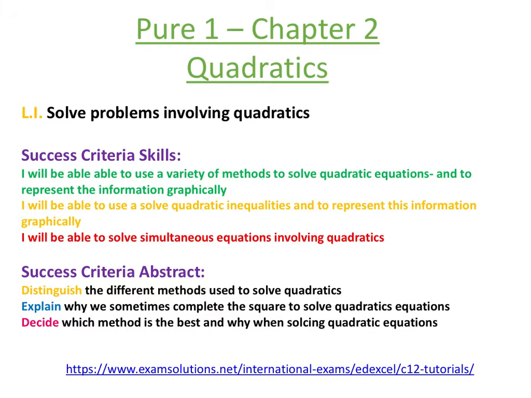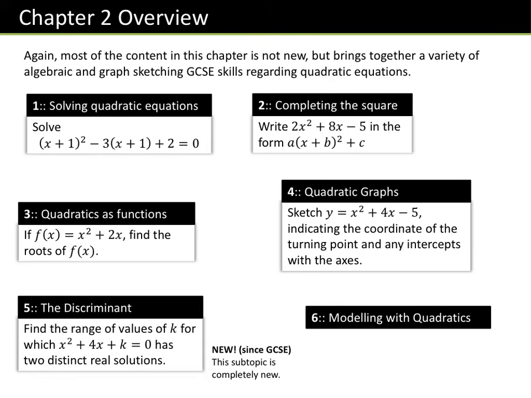Now you all have a copy of this. You're able to go back and refer to it at any time. So what we're looking at in chapter 2 is solving quadratic equations, completing the square, looking at quadratics as functions, quadratic graphs, and the discriminant. The discriminant is something completely new, okay? But everything else is an extension or is GCSE level.